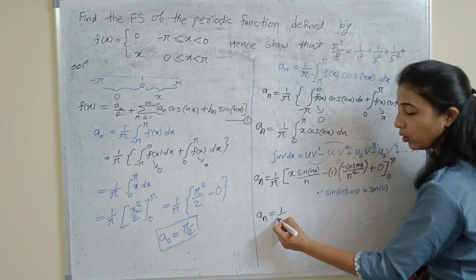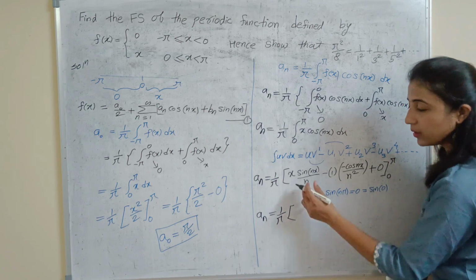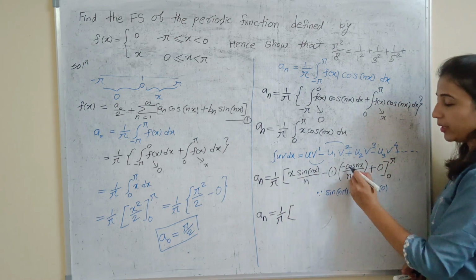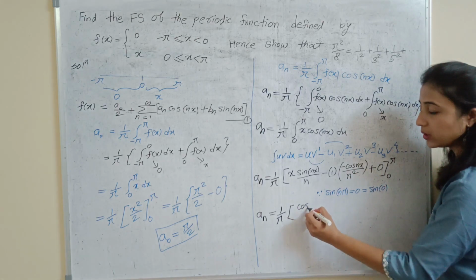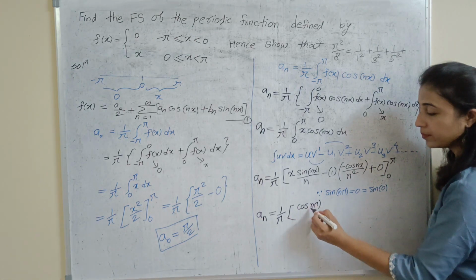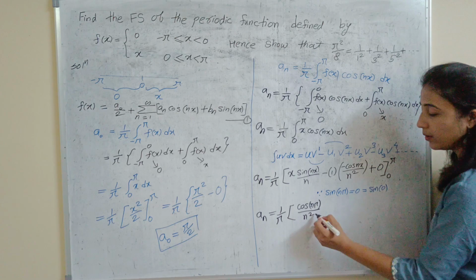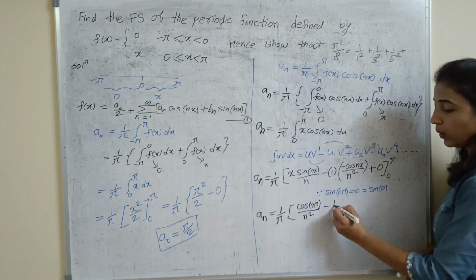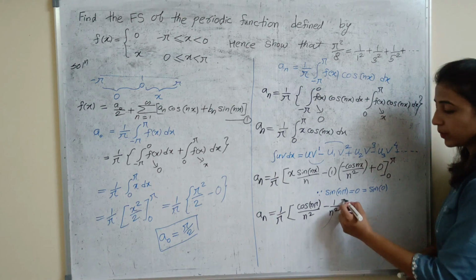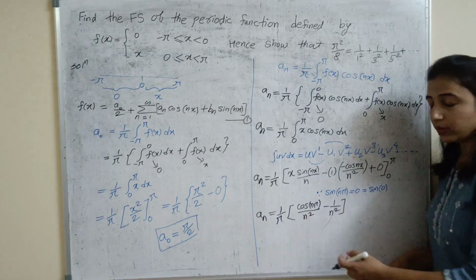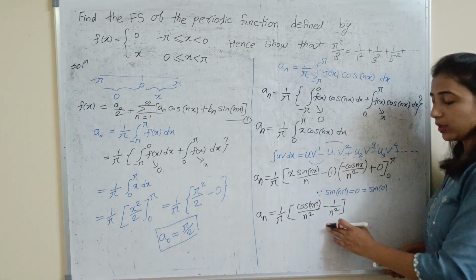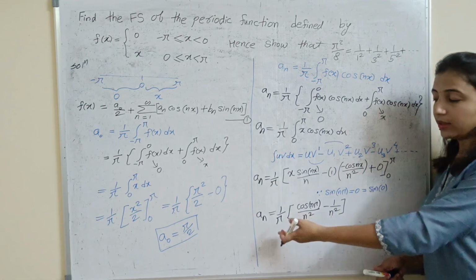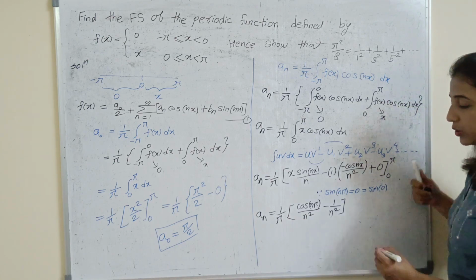So here 1 upon pi I will write as it is. This first term is 0. And this minus of minus is plus. If we put the upper limit here, it becomes cos n pi upon n square, minus the lower limit, cos of 0 is 1 upon n square as it is. So you can take the constant outside, or put the upper limit, lower limit, that is again okay. Otherwise put the upper limit, lower limit, then you can take the n square outside common.